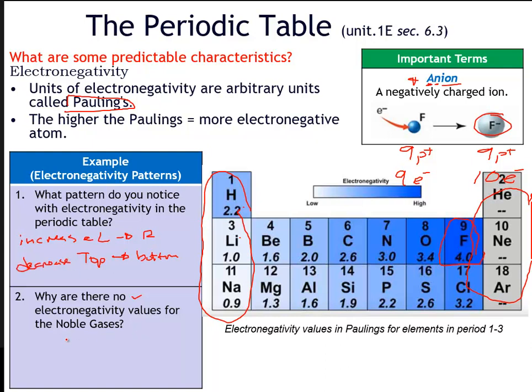Now, why are there no electronegativity values for noble gases? Well, remember, when you're a noble gas and you have 8 valence electrons already, like neon, 8 valence electrons, if you gain an electron, you jump all the way back down to sodium, Na. And you don't want to be like sodium because now you start off from scratch again with 1 electron. So noble gases have no attraction for electrons because they already have a full shell of valence electrons. That's a key point to understand.